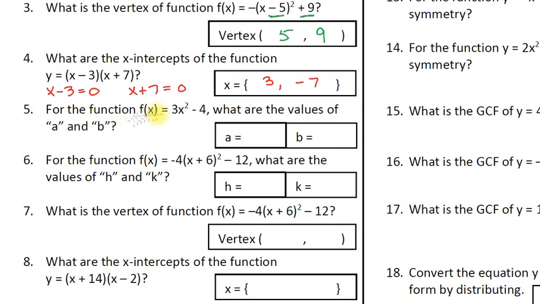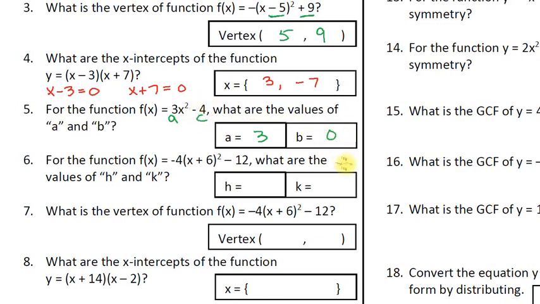Alright, let's take a look at number 5. For the function f of x equals 3x squared minus 4, what are the values of a and b? Again, class, we see there are no parentheses. This is standard form. So let's take a look. We've got our a value on the squared term. We don't have a variable term without a square. That means there's no b value. And this is our c value. So in this case, a is equal to 3 and c is equal to negative 4, but our b value is 0.